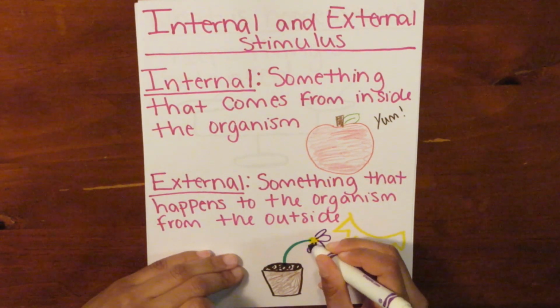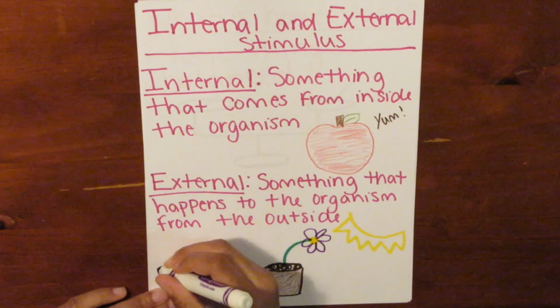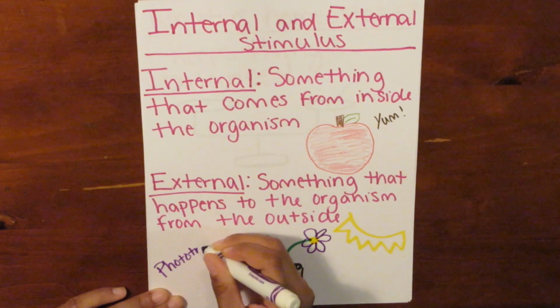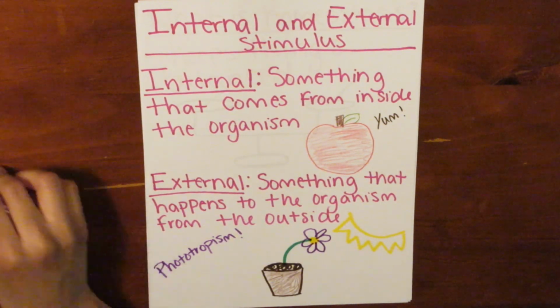And then before I even write it down, think about what is this process called? What do we call this process? Think about it. Do you have it? I'm writing it down. Did you get it right? It's phototropism. That is the process. Great job if you got that one right.